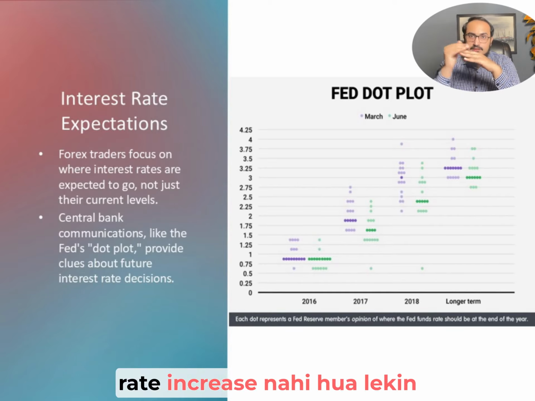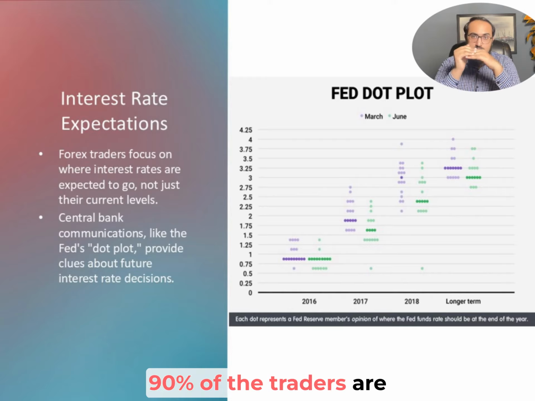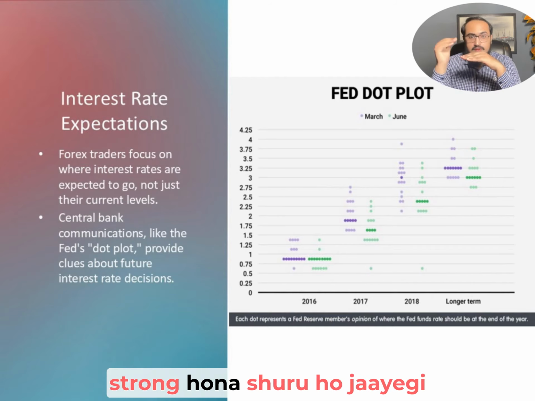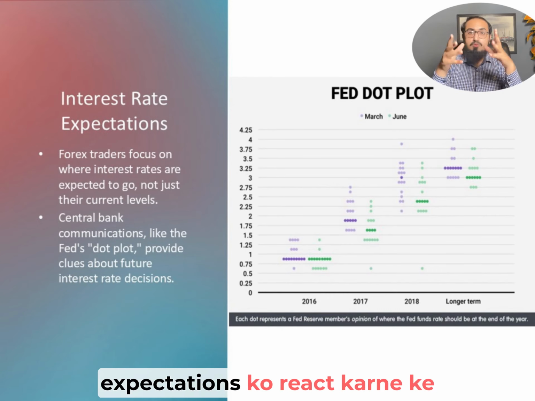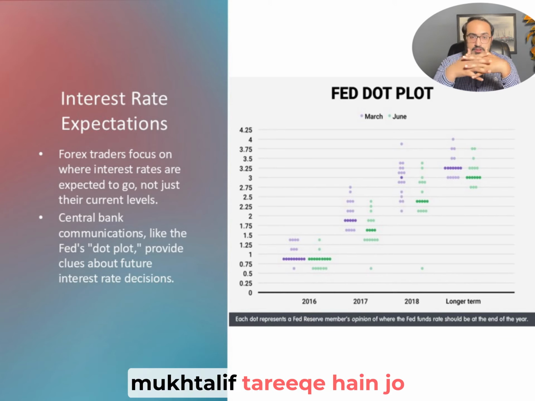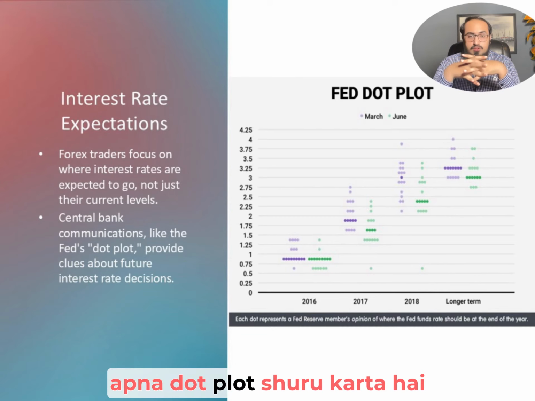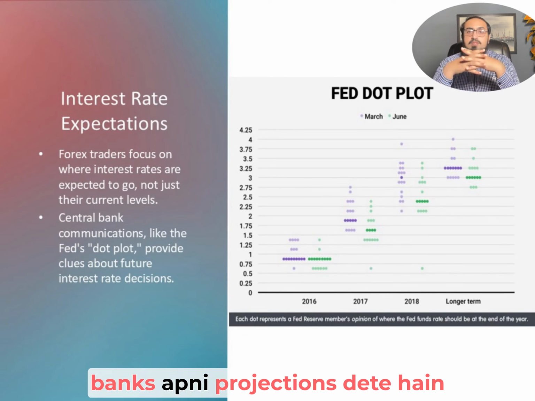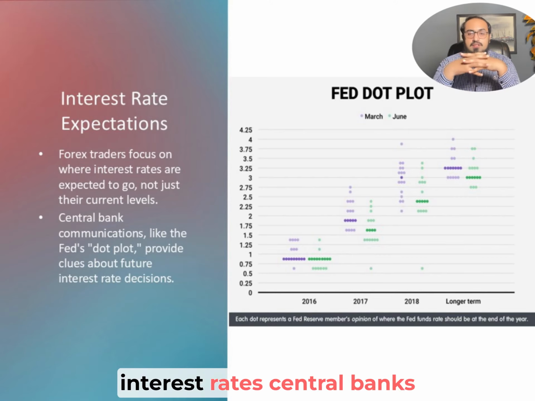That means the interest rate has not increased yet. But speculation, we read, 90% of the traders are speculators, so speculation will start. Now, what is the future expectation? That the currency will become strong, so the currency will start becoming strong. So because of this, they trade on expectations. Now, there are different ways to read these expectations. The Federal Reserve shows its plot, then the CBO and all these central banks give their projections. Where will our next interest rates go in the future?